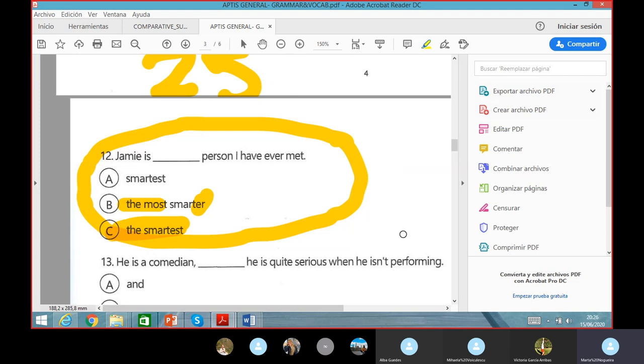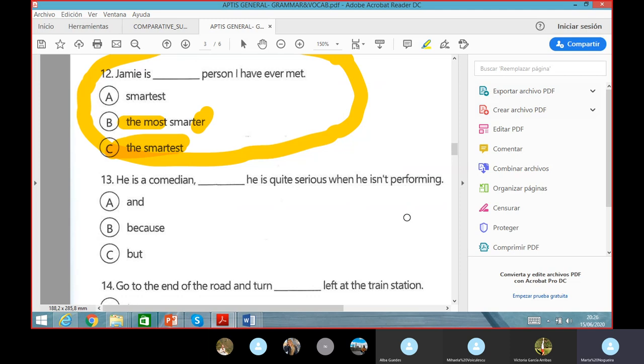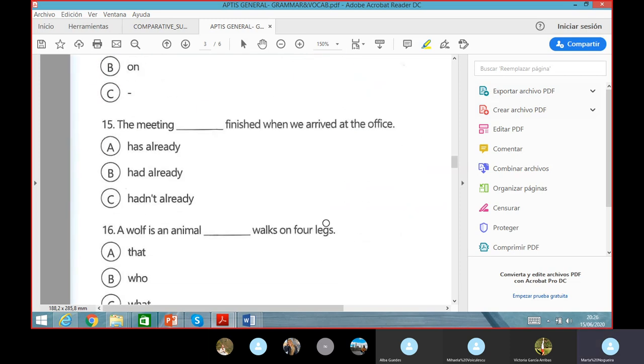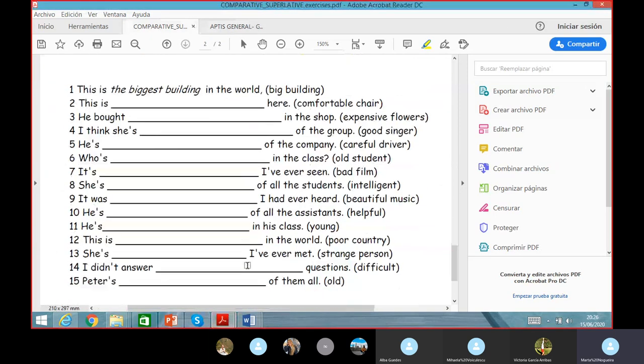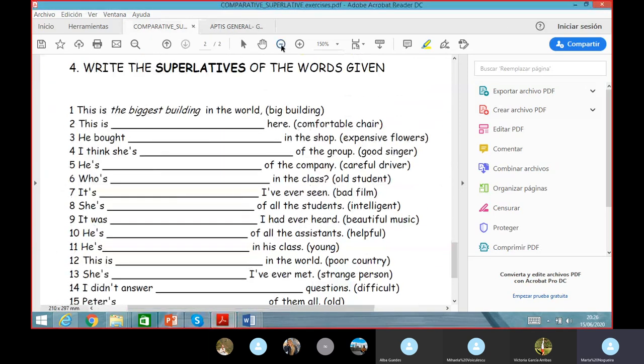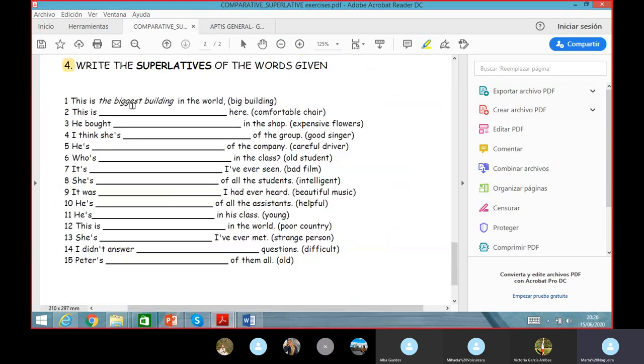What an easy exercise. Okay, so when you know the grammar, you're going to be very quick. You have to be quick because the exam requires you to be quick. Okay, and that's it. So now you're going to be working on this alone, on your own. So guys, go to exercise 4 and it is, write the superlatives of the words given. So just make the superlative and that's it. And now we will be correcting it.